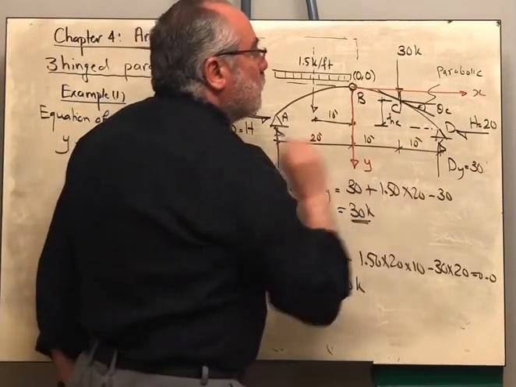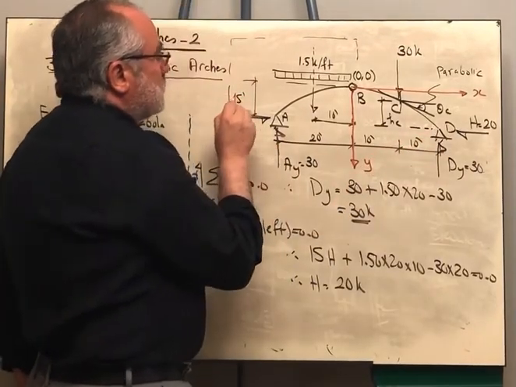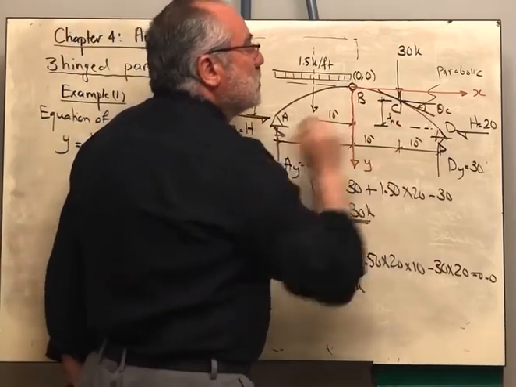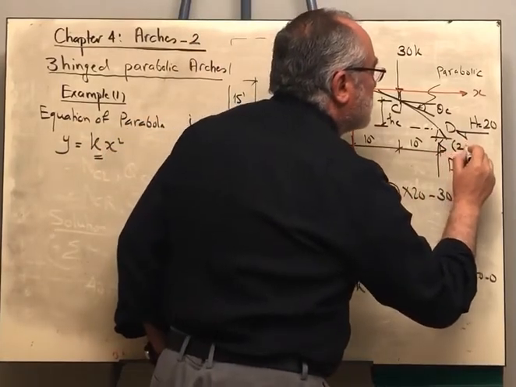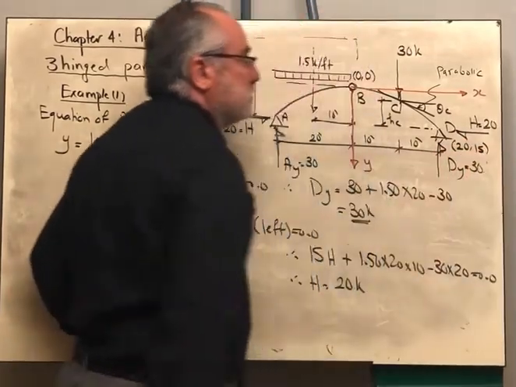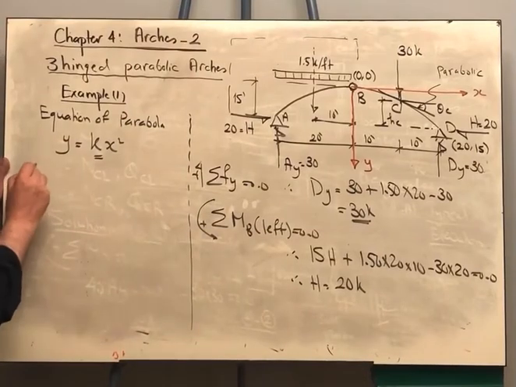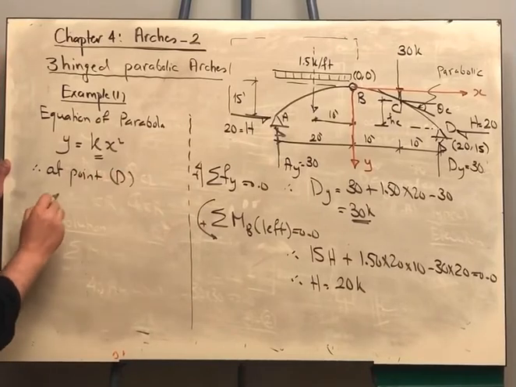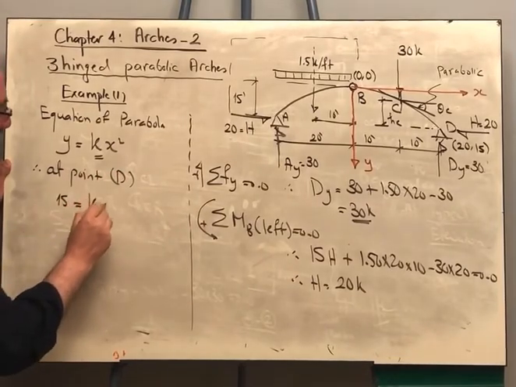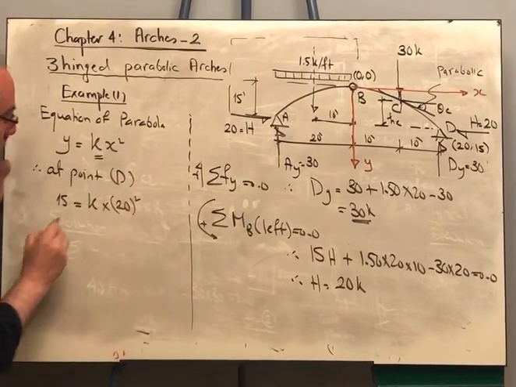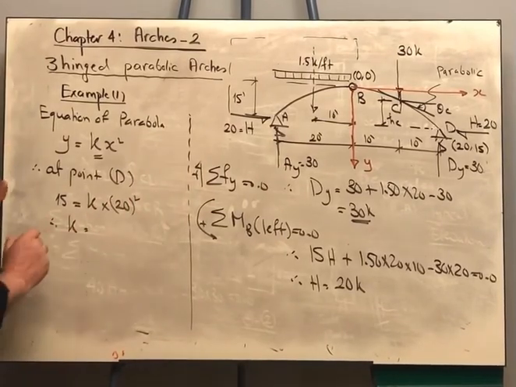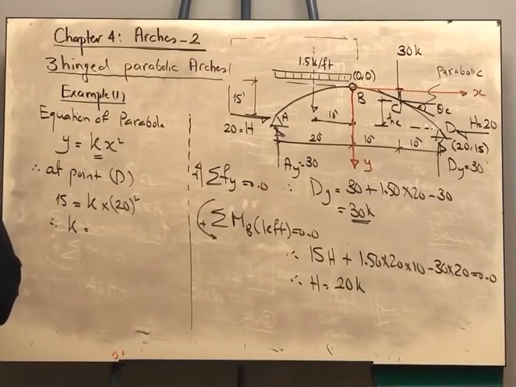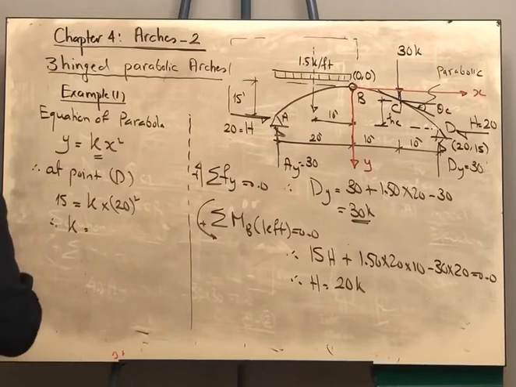And what is the coordinate of point D? He gave us in the question that the y coordinate would be 15 and the x coordinate would be 20. So the coordinate of this point is 20 and 15. So this means that at point D, we are having 15 is equal to k multiplied by 20 squared. From there we can get the value of k, and that is equal to 0.0375.